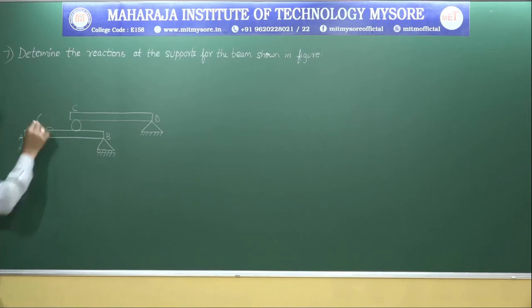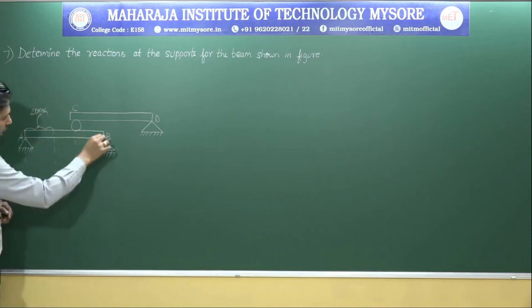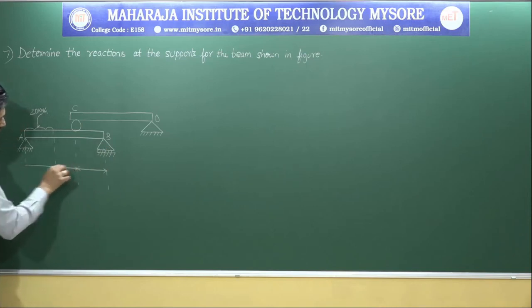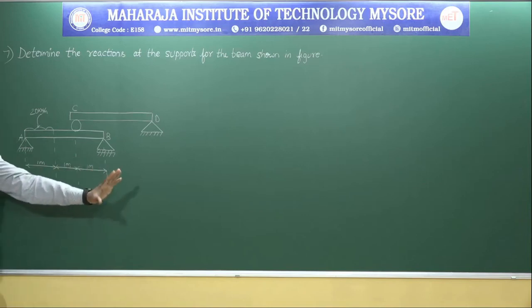So they have given a UDL like this. The value of the UDL is 20 kilonewton per meter. The span also they have given like this: this is 1 meter, this is 1 meter, this is 1 meter. So totally the span of one particular beam is 3 meter.